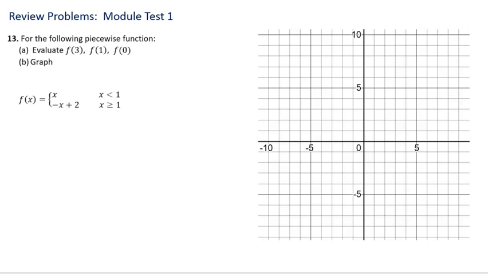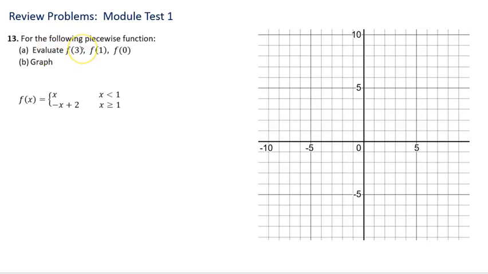We're supposed to evaluate the piecewise function. Part A, we're supposed to find f of 3, f of 1, and f of 0. It's like it's 3 separate problems. And then we're supposed to graph this thing. So first, let's find our 3 values.